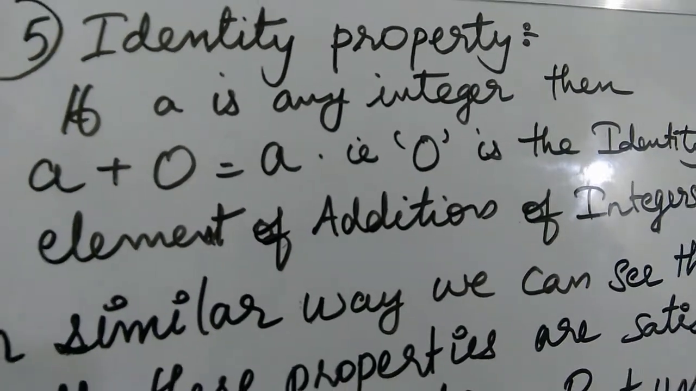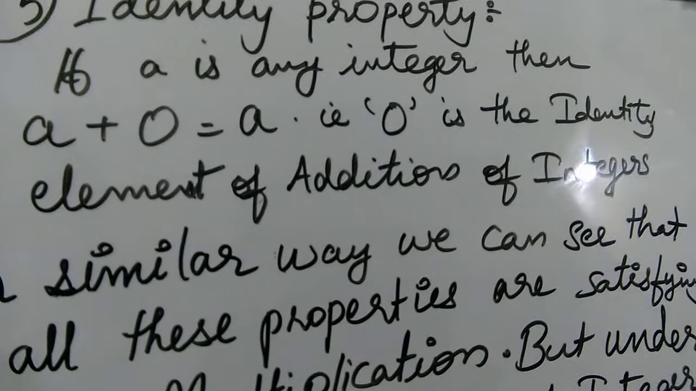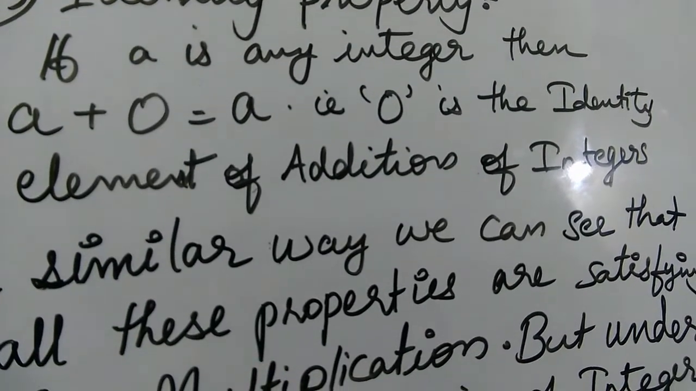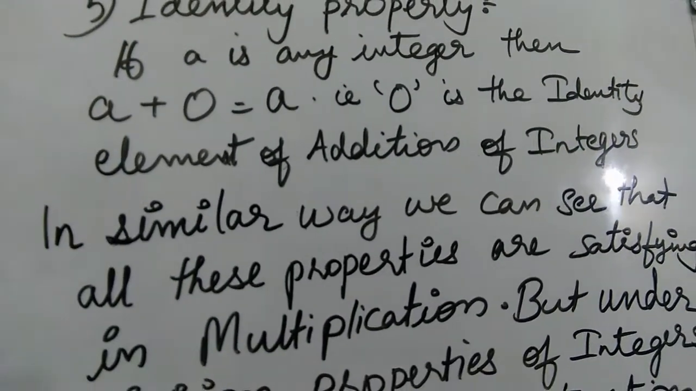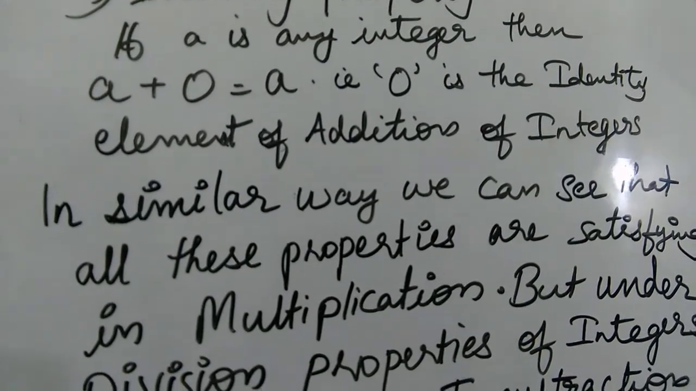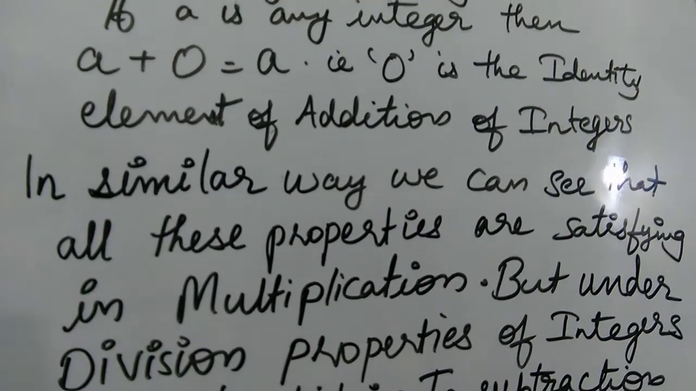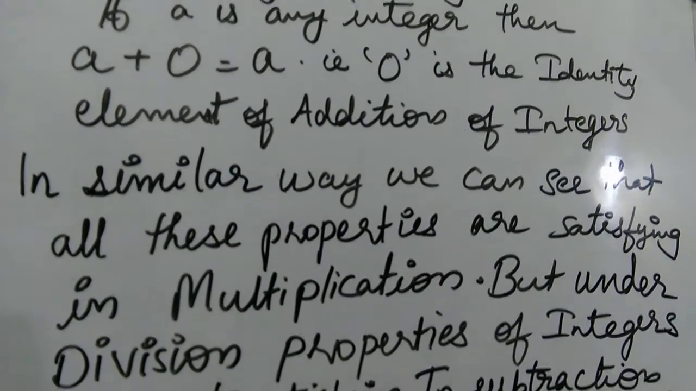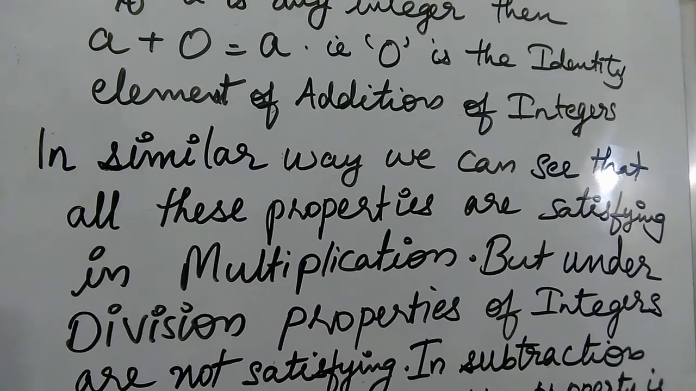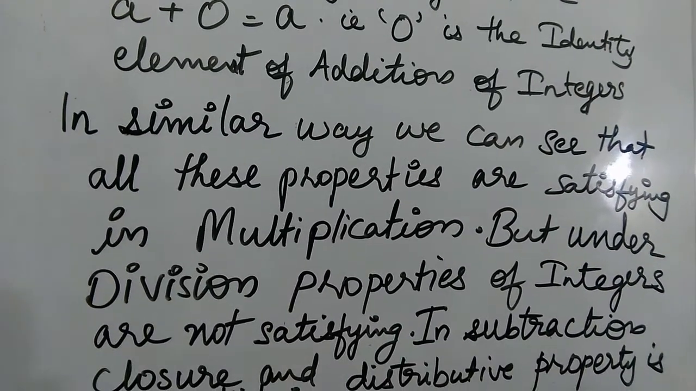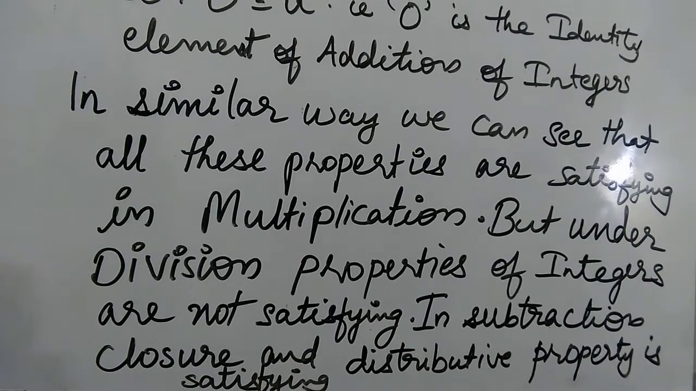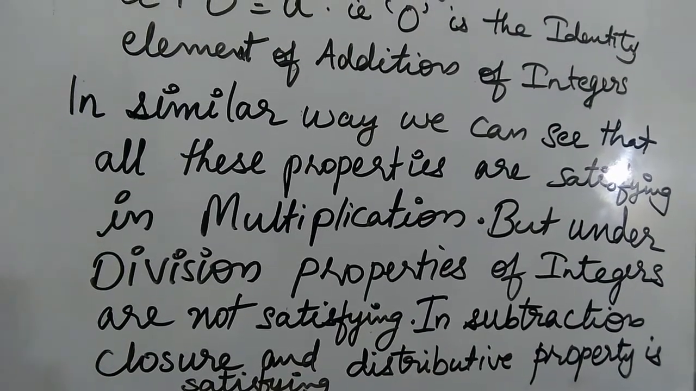In a similar way, we can see all these properties are satisfied in multiplication. But under division, properties of integers are not satisfied. In subtraction, closure and distributive property are satisfied.